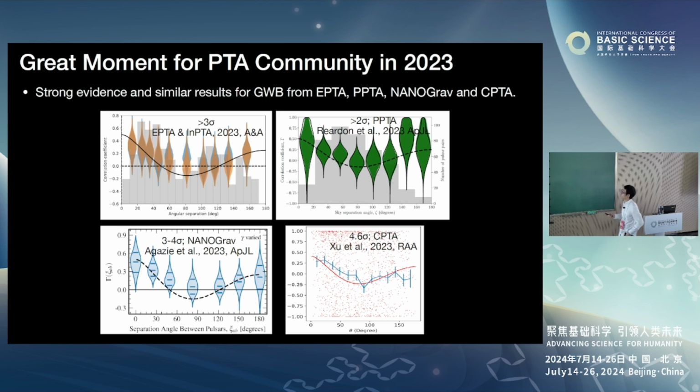Because for PPTA most of the pulsars are concentrated in the galactic plane, you will see that the pulsar pairs at large separation are relatively few. For EPTA, many of the pulsars are more northern, so the pulsars are more distributed, and the pulsar pairs at large angular separation are more than for PPTA. This also happens for the MeerKAT PTA, I think. For the MeerKAT PTA, most pulsars are also in the galactic plane.